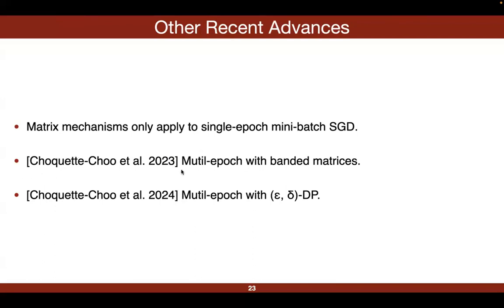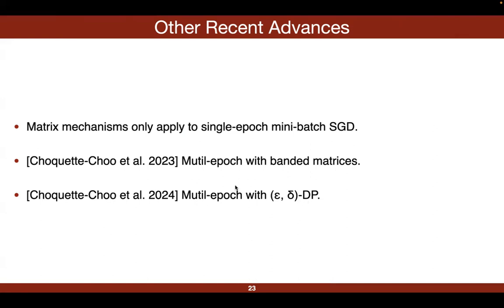In recent work, they try to improve on that. They first proposed something called banded matrices, where they restrict the factorization to a certain type of matrix. In this case, they can allow multi-epoch participation. The idea behind this banded matrix is that when one client participates in the training, it will have to wait until a certain time period to enter again. This is called the banded matrices.